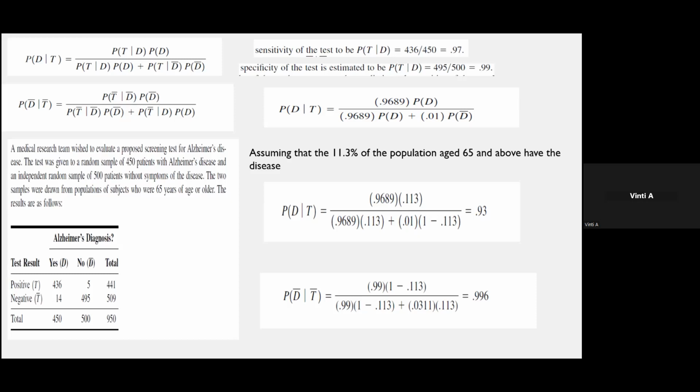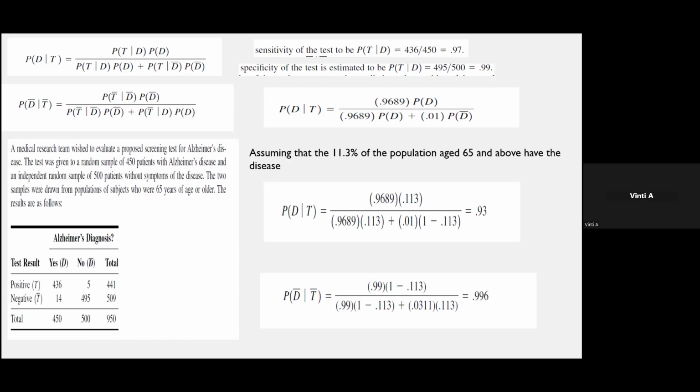Okay, so we wanted to calculate the sensitivity and specificity of the test. Sensitivity is the test being positive among the total number who had an Alzheimer's diagnosis, that's 436 upon 450. Specificity is that the person did not have an Alzheimer's diagnosis and the test was also negative. In this case that was 495 upon 500. So you were able to calculate the specificity of the test.